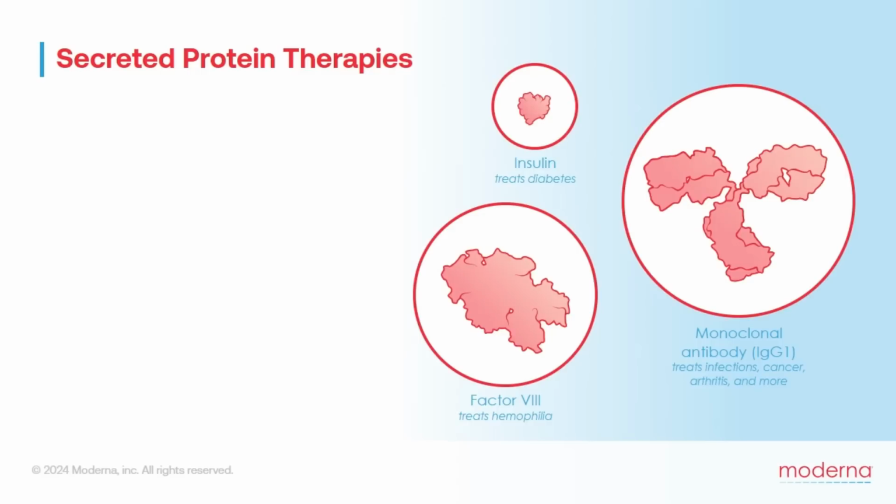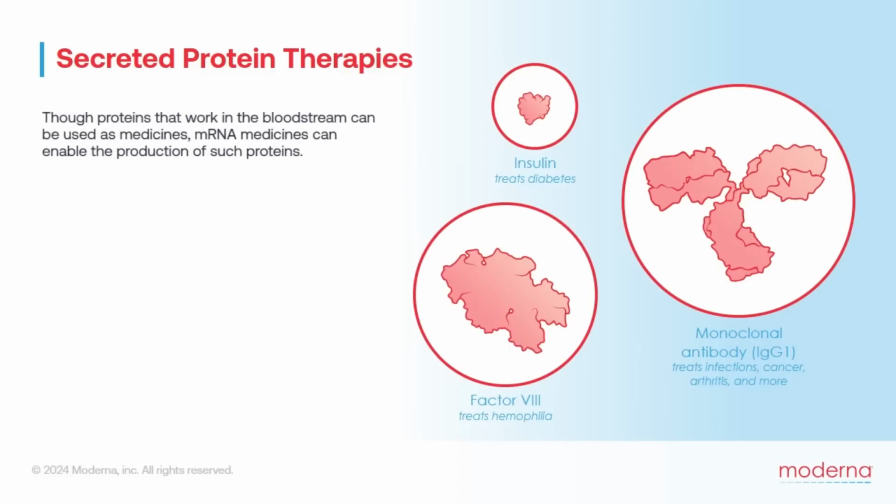Finally, another promising potential application for mRNA medicines is to stimulate the body to produce a specific secreted protein. In Module 2, we learned that proteins that work in the bloodstream can be used as medicines by injecting a pre-made protein. The examples we mentioned included insulin, clotting factors, and monoclonal antibodies. But mRNA medicines can enable the human body to be its own factory for making such proteins.